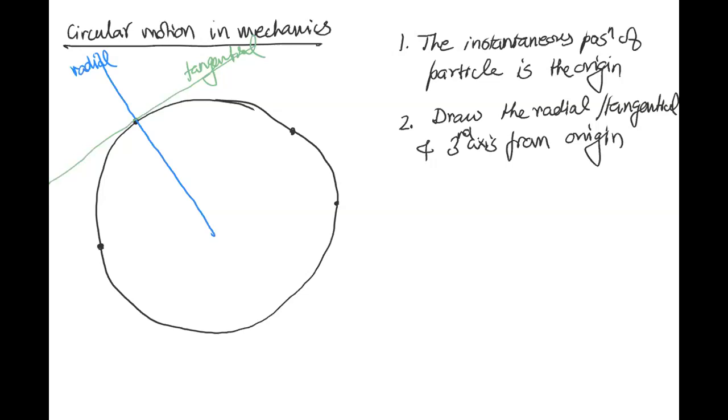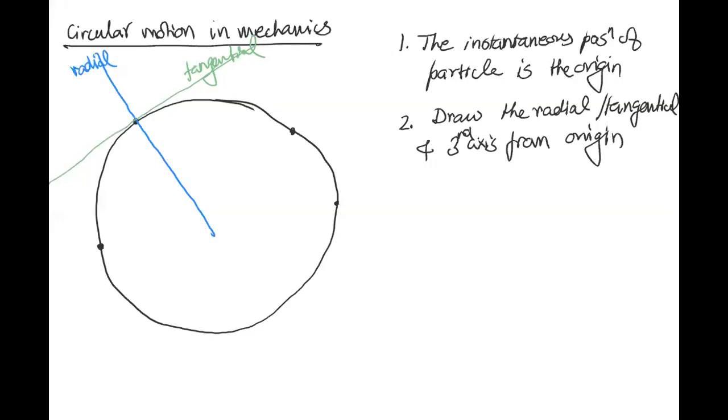Therefore, whatever I'm telling you here, steps 1 and 2, are really having their origins in polar coordinate system, right? Because you will choose the origin to be the instantaneous location of the particle, and because your axes will always comprise the radial and the tangential axis, therefore your life will be very easy.